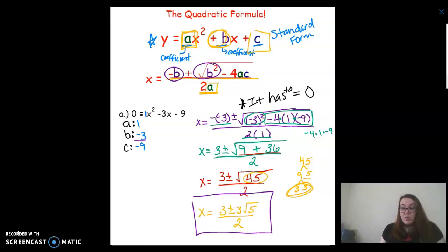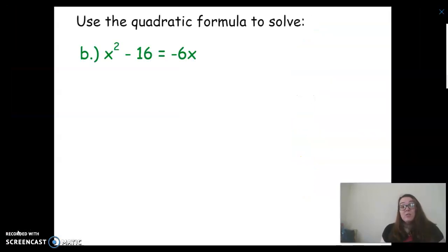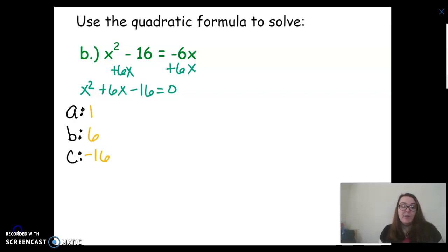So what I want you to do on this next question is I want you to first make it equal to 0. Make sure when you set it equal to 0 that you put it in standard form. Now I want you to write down the value of a, b, and c. Now that you have your value of a, b, and c, I want you to put it into the quadratic formula. So I want you to pause and then play and see if you got the same thing I did.